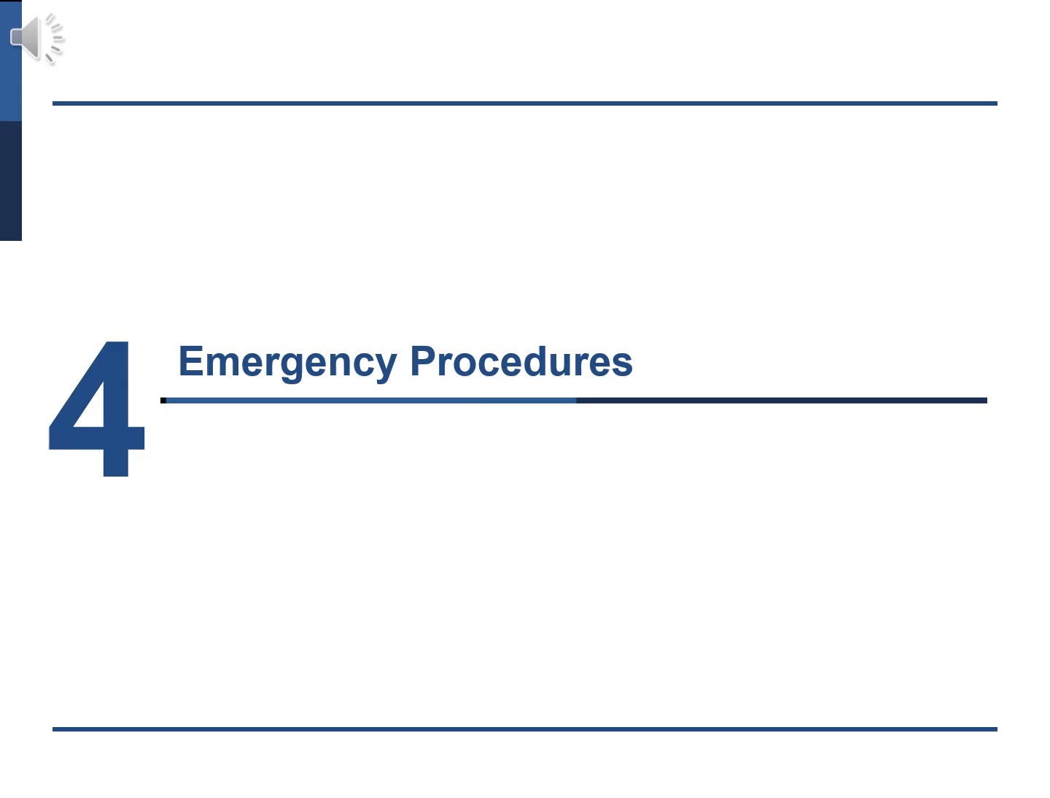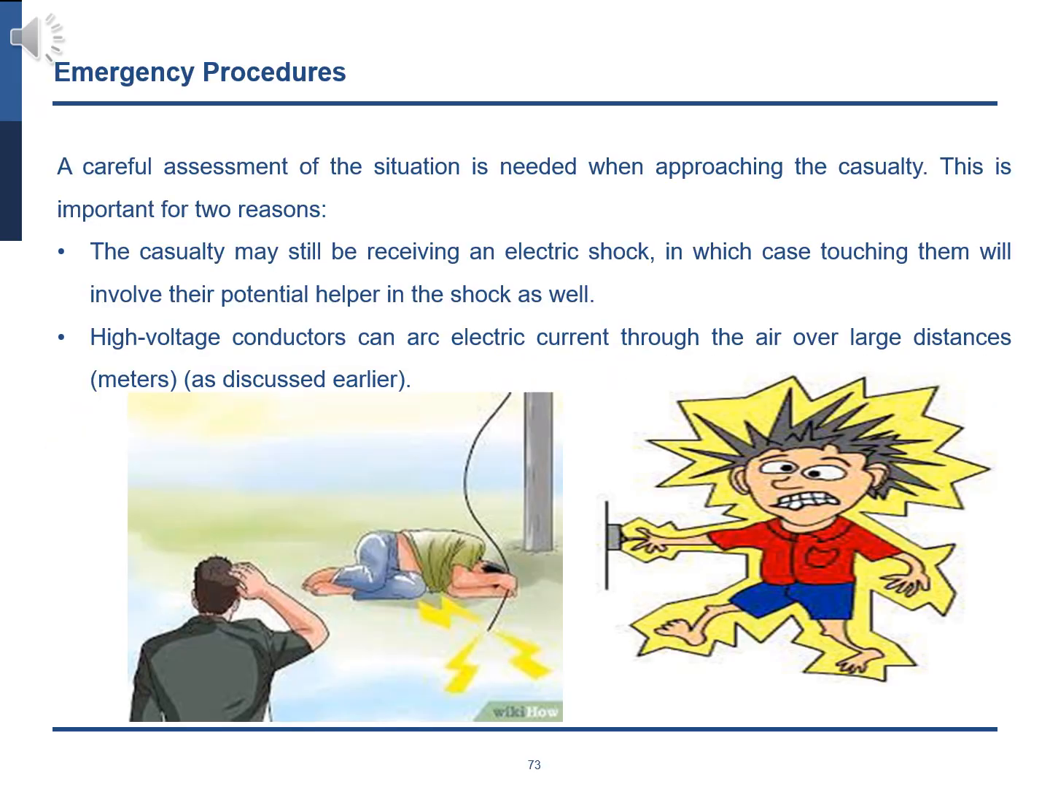Emergency procedures. A careful assessment of the situation is needed when approaching the casualty. This is important for two reasons. The casualty may still be receiving an electric shock, in which case touching them will involve their potential helper in the shock as well. High-voltage conductors can arc electric current through the air over large distances, meters, as discussed earlier.